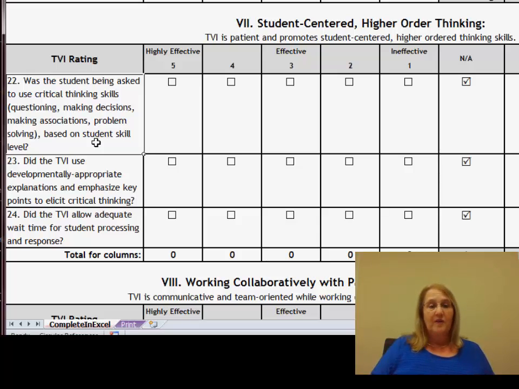Are you always asking closed questions versus open questions? Are you asking the why and the how questions? That's the kind of thing you would be looking for to see if they're getting that student to think and problem solve on his or her own.